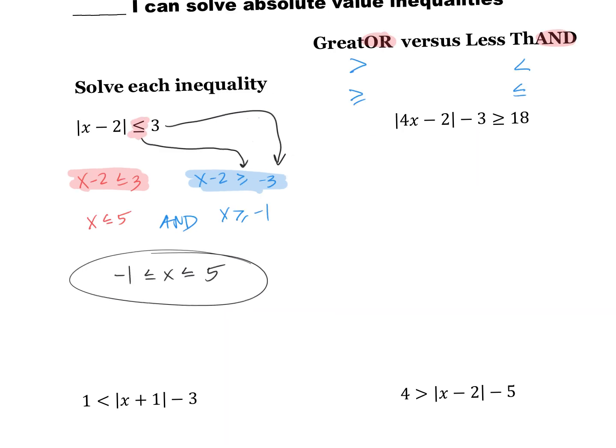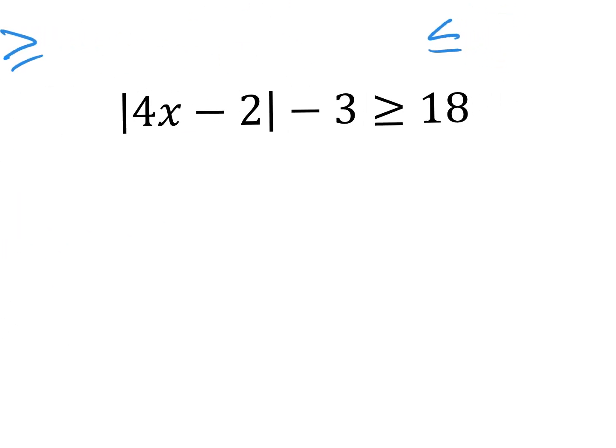How does this one look a little different than this setup? You guys, in order to set up our two equations, you got to get the absolute value bars by themselves first. So before we can do anything on this little guy, we got to add 3. Let's go add 3. So we'd have my absolute value of 4x - 2 is greater than or equal to how much?